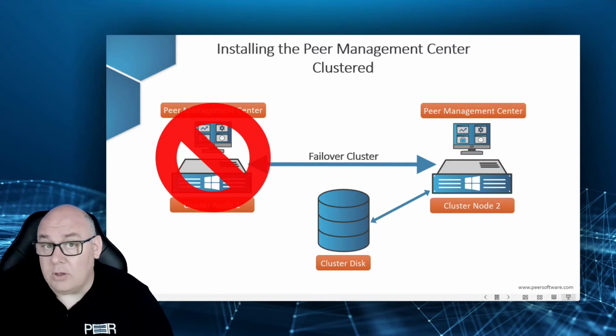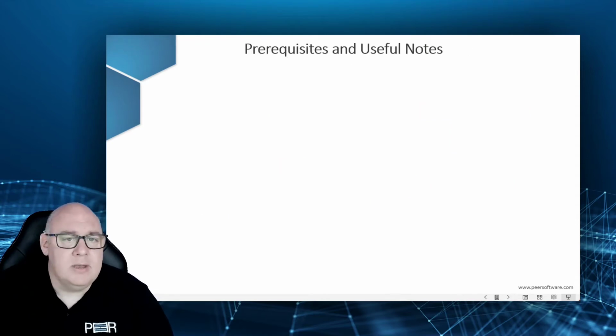When a failover occurs, the PeerGFS jobs will automatically be restarted on another node and will use the same job configurations, logs, IP addresses, and so on. After a brief period, each peer agent will reconnect with the Peer Management Center and all jobs set to auto start will begin. Now, there are a few prerequisites and some useful things to note.